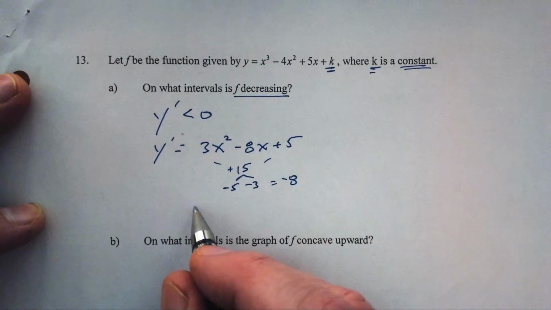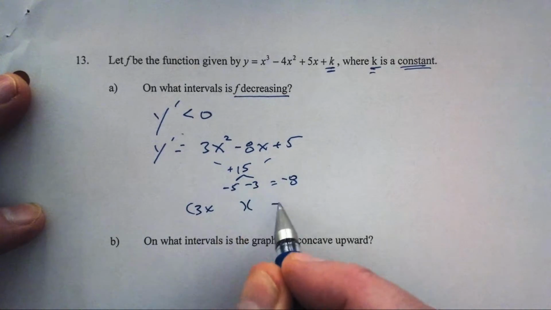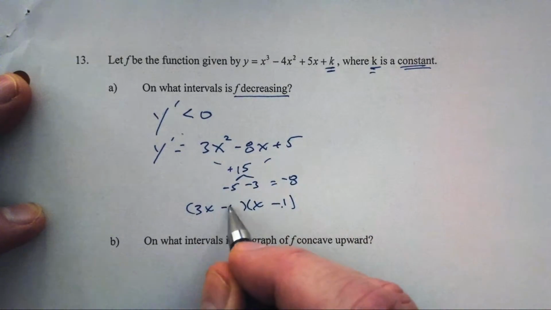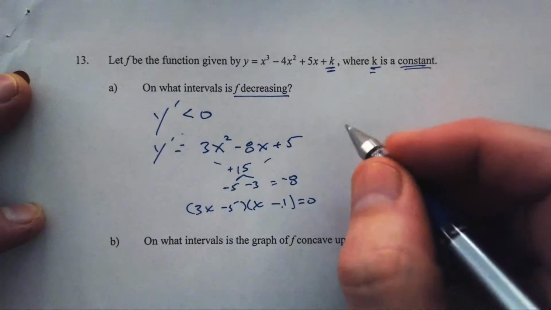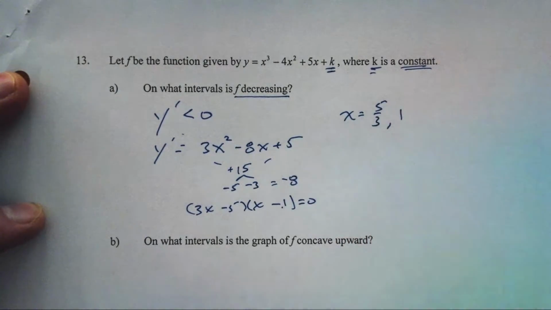And I'm going to get a 3x. To get a negative 3, I need a minus 1. 3x times x minus 1 times x minus 5. That does it for us. So I get x equals 5/3 and 1.